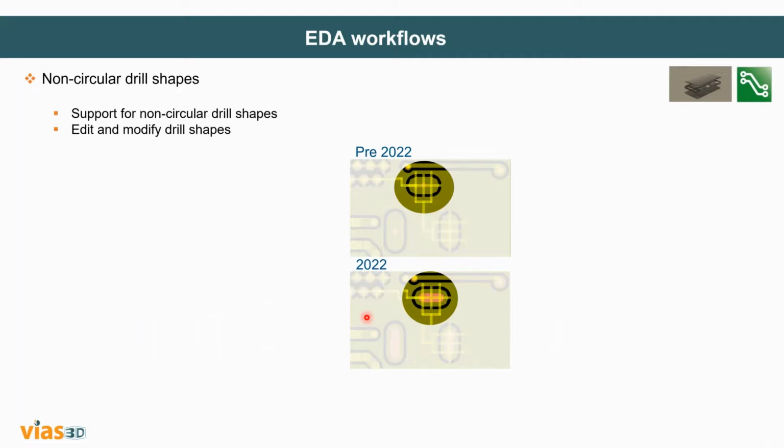Now, if we see in the next slide, pre-2022, the drill shape for the via was coming as circular. Now it can take any rectangular shape for vias over here. You can edit and modify these drill shapes in the 2022 version. This is more on the PCB Studio side.